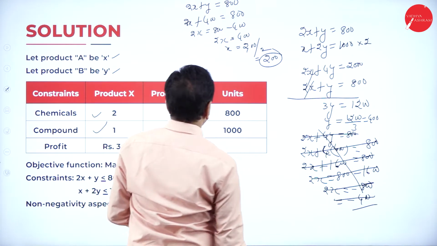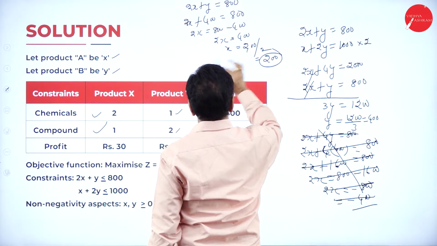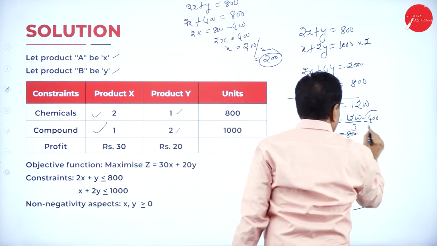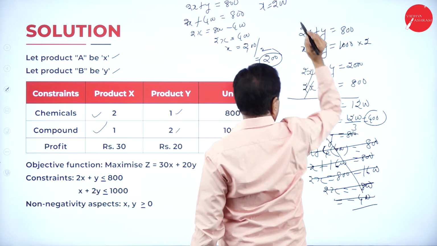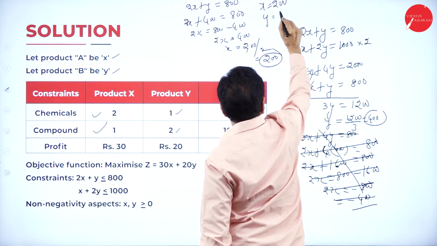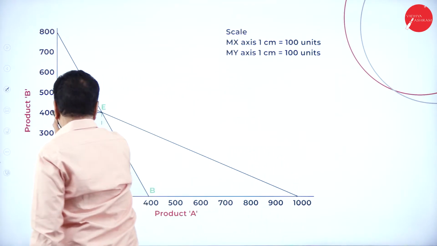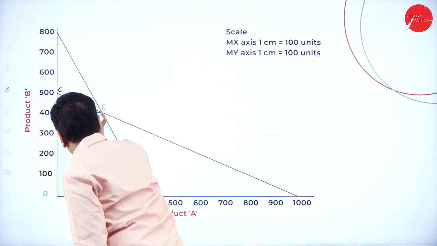When you solve the equation, see that 200. Here x is 200, then y is 400, you got. X is 200, y is 400. See the graph? X is 200, y is 400. So this is the representation on the graph.